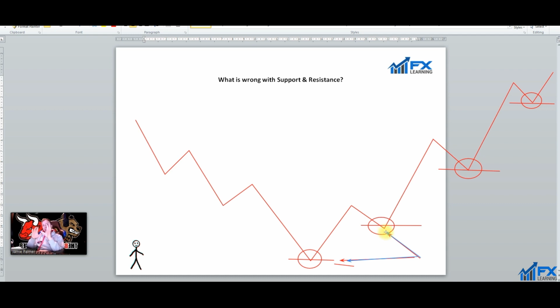Now, which support line here would you say has the most liquidity, where most of the money is sitting? Do you believe it's these two here? No, it's in fact here. This is where all the money is sitting.